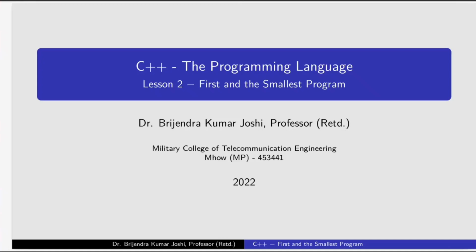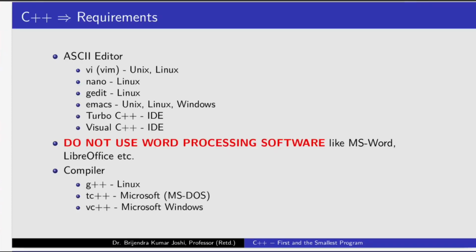In this video, we will learn how to write our first and the smallest possible program in C++. First of all, a few requirements. We need to have an ASCII editor. VI is available under Unix as well as Linux. It is the default text editor for writing programs or scripts. Vim is actually nothing but VI, but it is available under Linux. And if you want to invoke the VI text editor, you can type VI or Vim as you like.